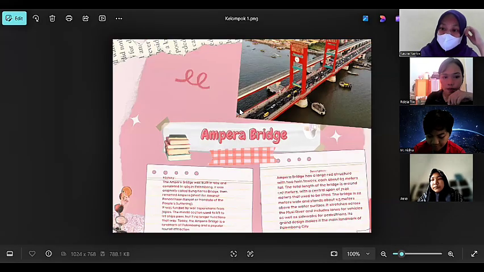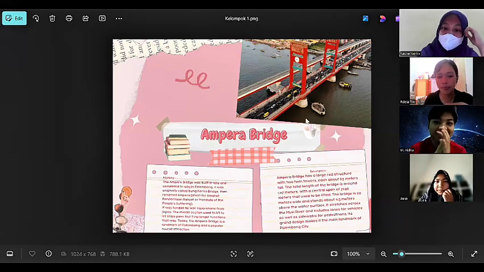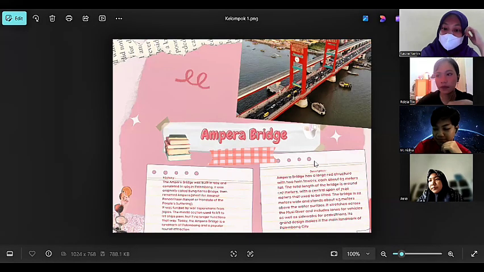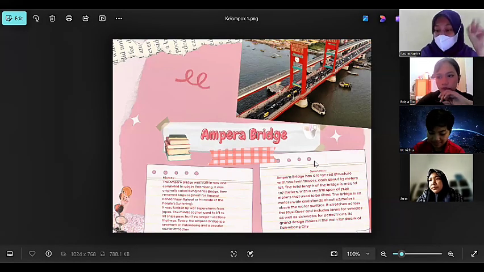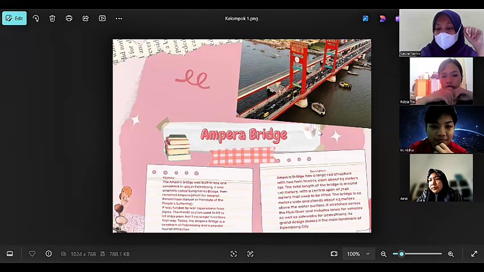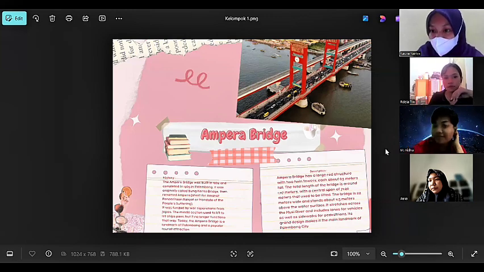Okay, good job. The first group is talking about Ampera Bridge, which is located in Palembang and connects two sides of Palembang, Ulu and Ilir. So the other groups, how is it going? Anyone want to give a comment or say something? Maybe group 2 or group 3 or group 4?